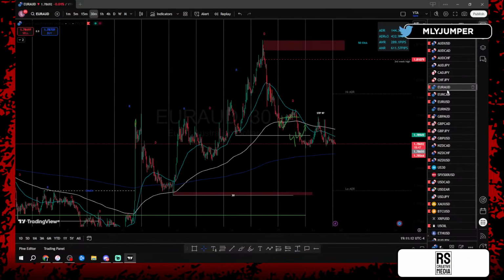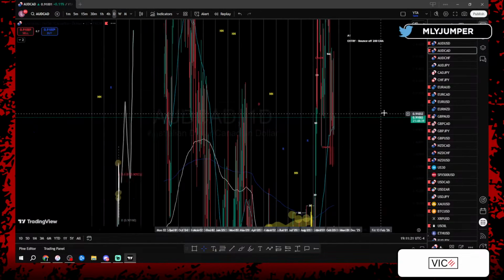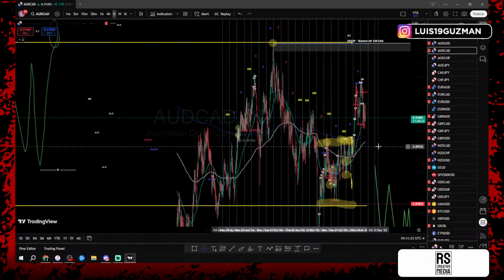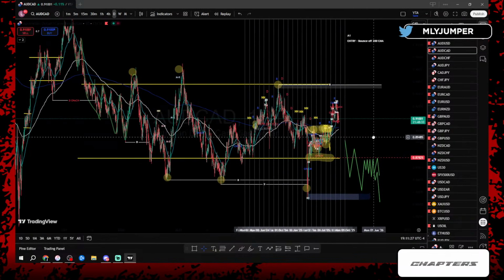Yeah, I feel like it could retest the bottom, but it's 50-50 since it's consolidating. Yep. You're saying for AUD CAD? Right, it definitely could. Again, we're still on an overall downtrend.